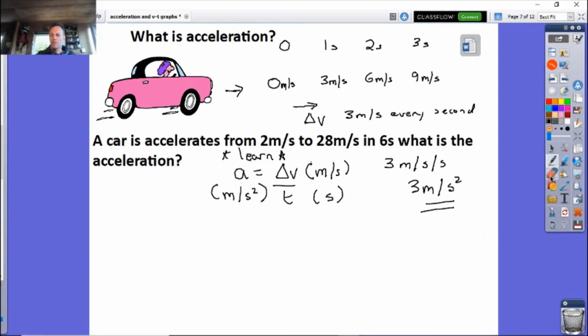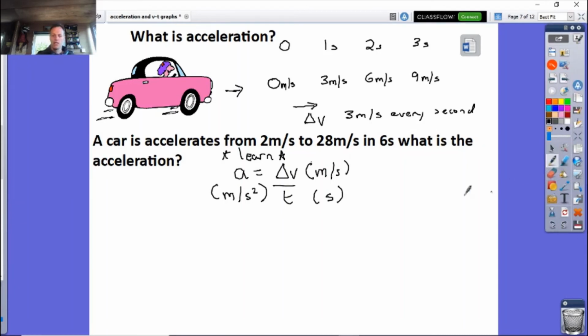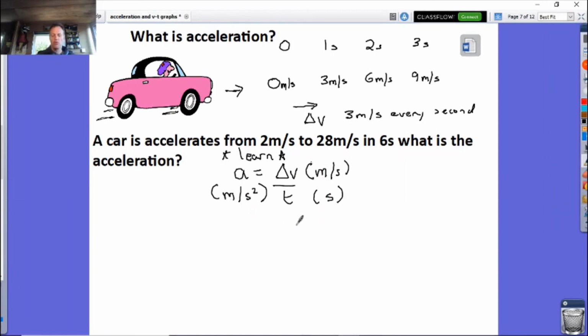So, rubbing this out of the way to create a bit more space, this is a calculation showing how you do it. A car accelerates from 2 meters per second to 28 meters per second in 6 seconds. What is the acceleration? So you write down your formula, and remember we're using formula, working, answer, units. There's the formula. To work out your change in velocity, it's going to be 28 minus 2, because that's your final speed and that's your initial speed. Then it does it in 6 seconds.